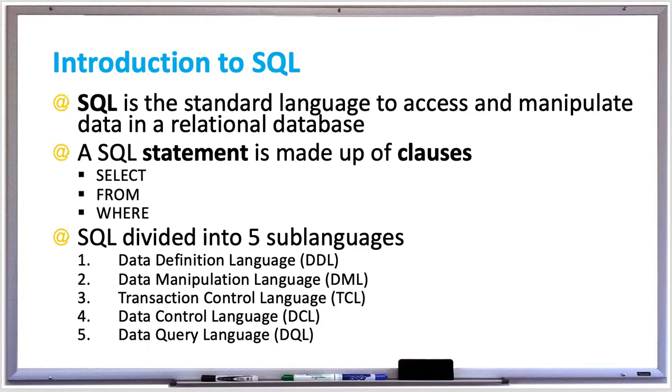SQL commands are grouped into 5 main categories which depend on their functionality. These are the data definition language, DDL, data manipulation language, DML, transaction control language, TCL, which is also sometimes called the data transaction language, or DTL. There's the data control language, DCL, and the data query language, DQL.